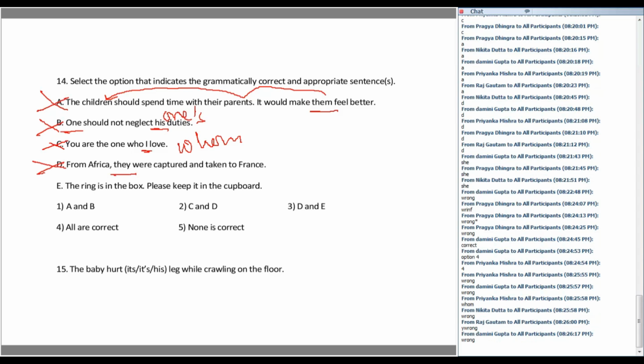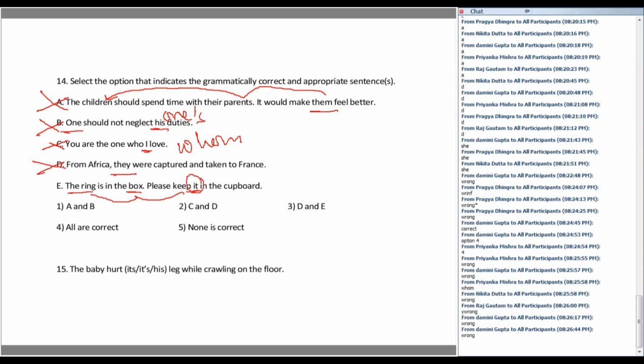The ring is in the box. Please keep it in the cupboard. So what is it? What should I keep in the cupboard? The box or the ring? Again, pronoun reference error. So all statements are wrong. Answer is 5.